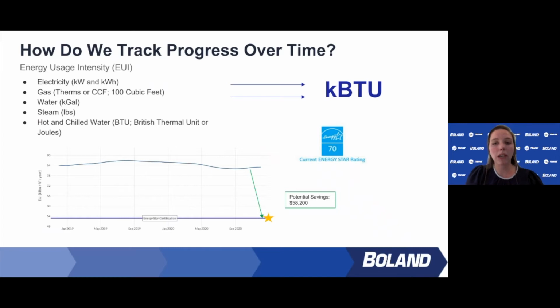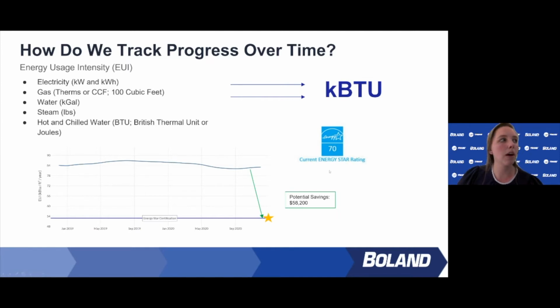So you can actually measure any type of usage in your building. Here's a list, for example: electricity, gas, water, steam, or hot and chilled water. You compare these units by your energy usage intensity, also known as EUI. First, you convert your annual usage to kBTU, and then you divide that by your square footage of the building.